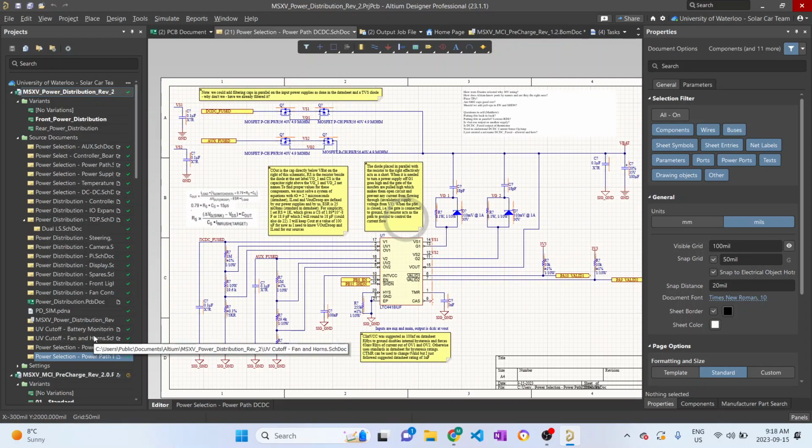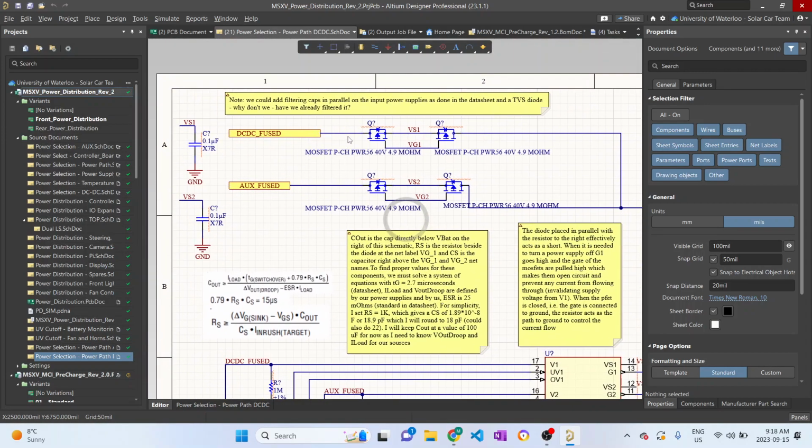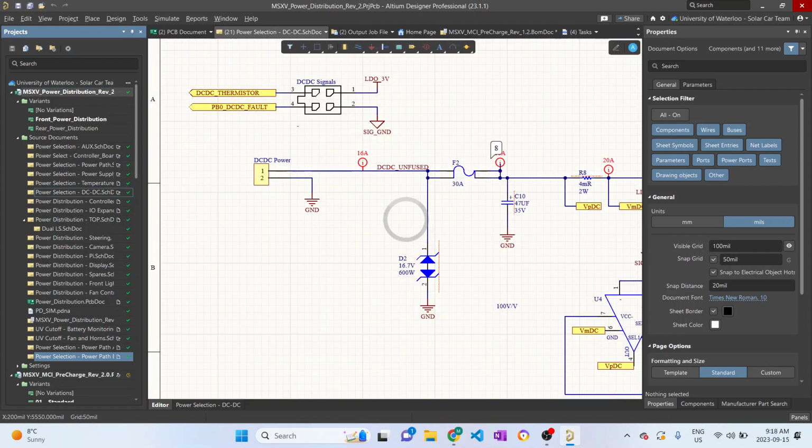We also have, you might also be wondering why we don't have a TVS diode and a filtering capacitor on this voltage line, and we actually do, and it's over here.